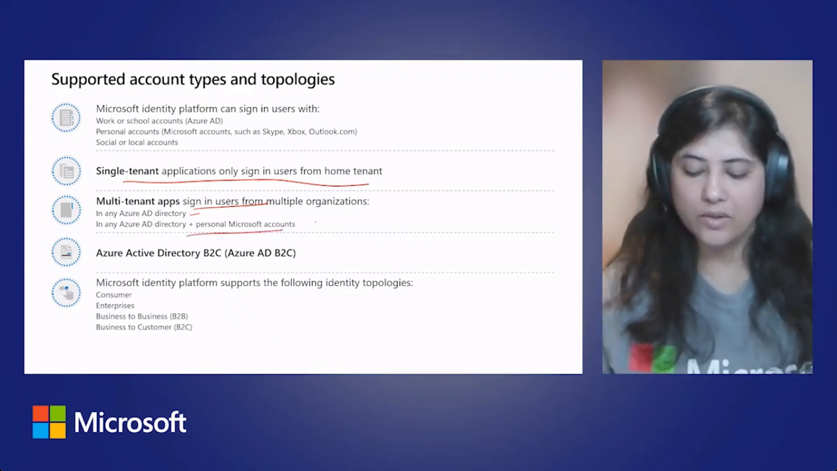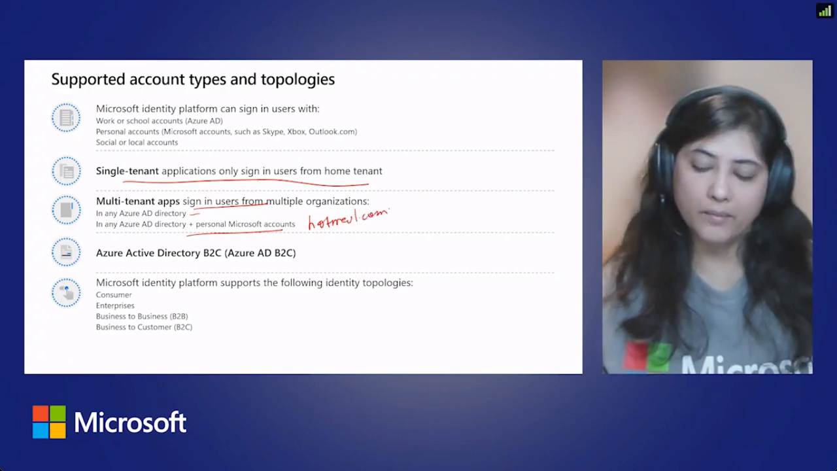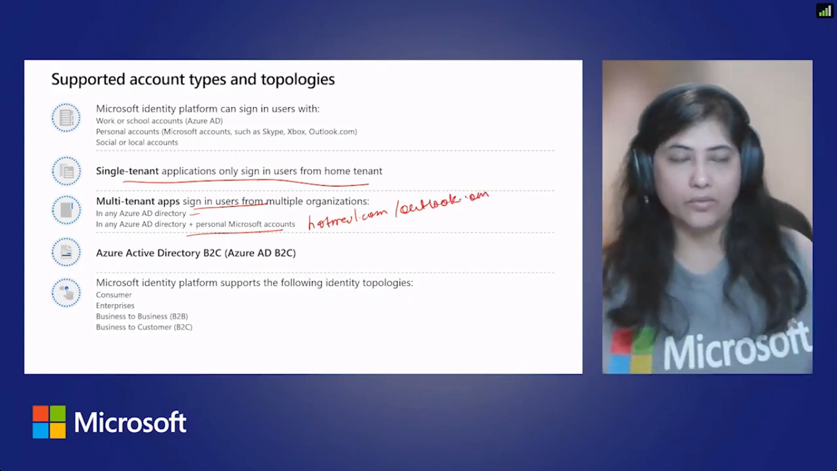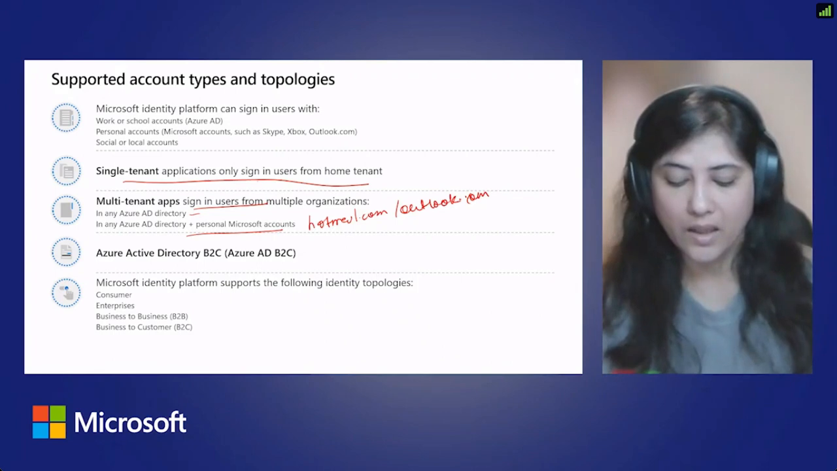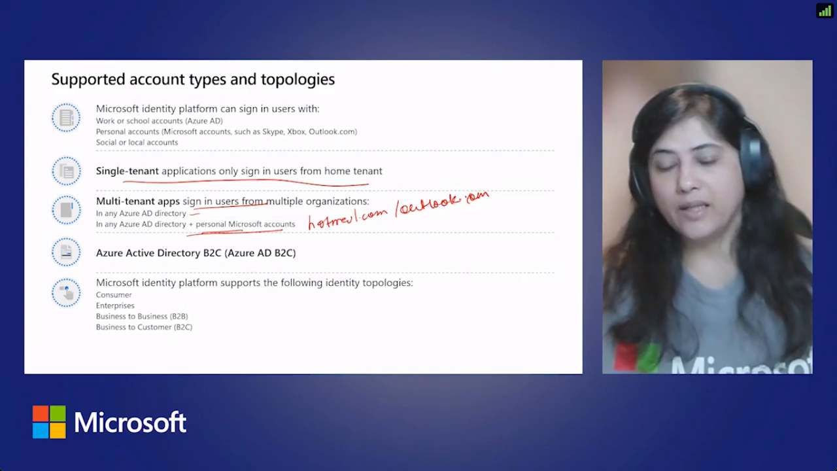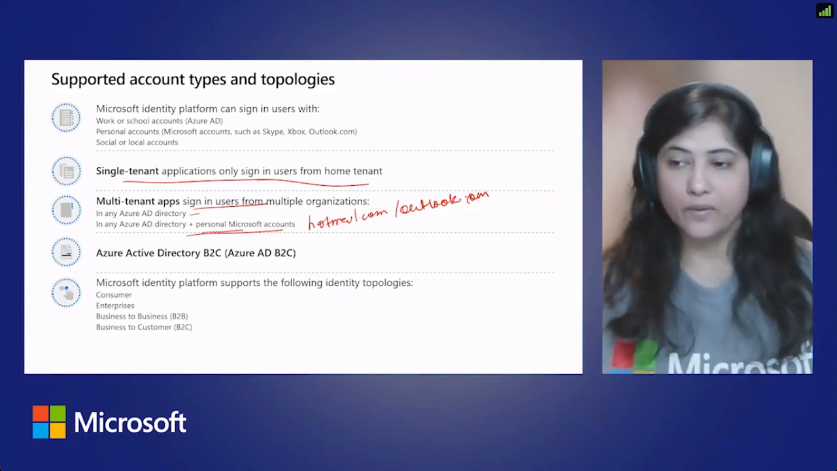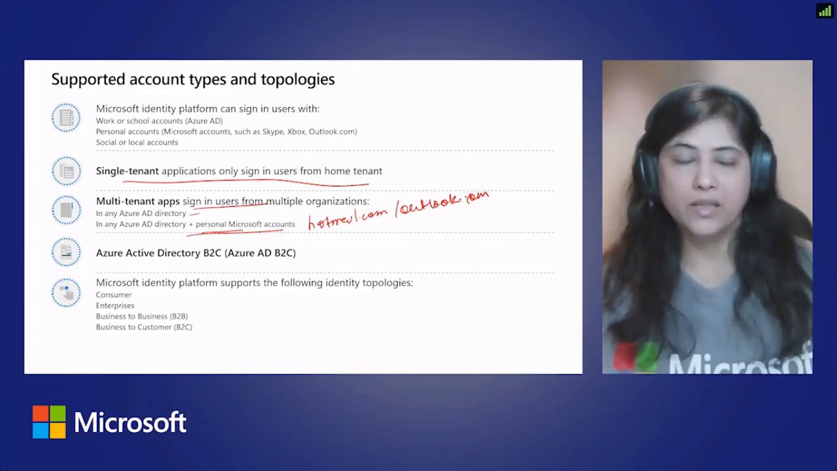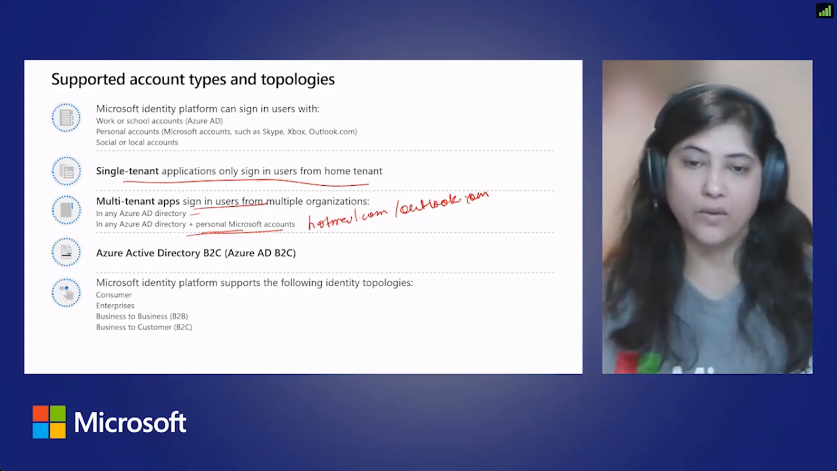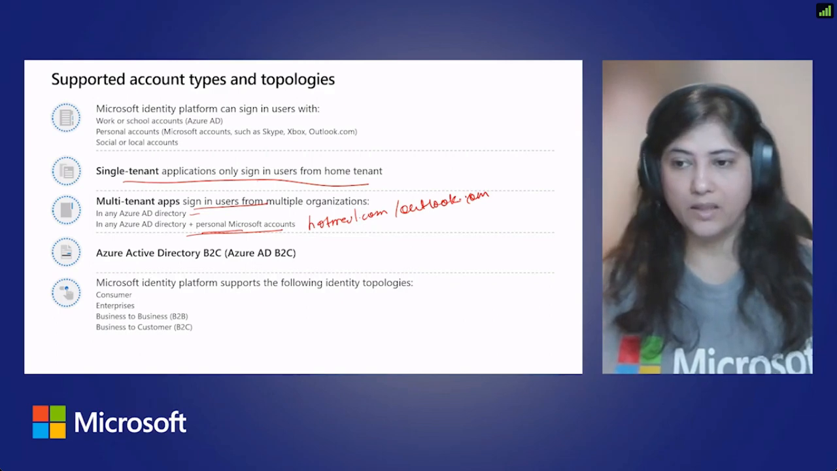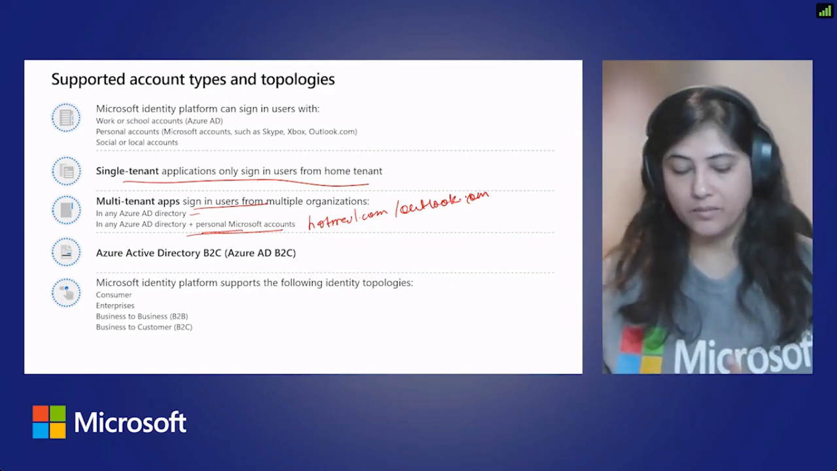So these are accounts like maybe if you have hotmail.com or outlook.com, or you might have set up your personal Microsoft account using your Gmail or Yahoo account, then that's the personal Microsoft account we are talking about here. So in any Azure AD directory, all the users and guests with work and school accounts from Microsoft can use your application or API. So this includes schools and businesses that use Office 365. And you should use this option if your target audience is business or educational customers.